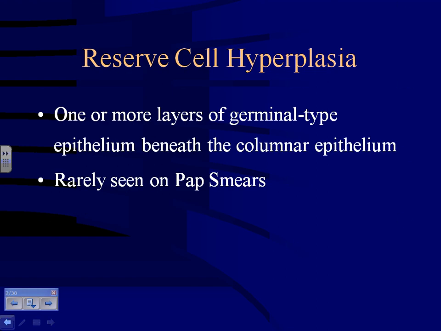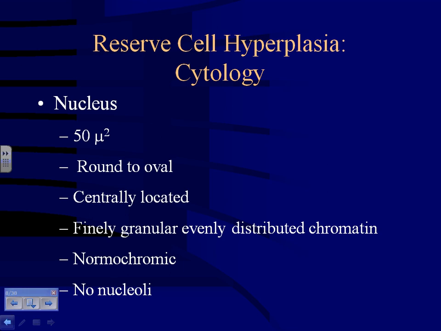Now, reserve cell hyperplasia involves one or more layers of this undifferentiated germinal type regenerative epithelium that lies beneath the columnar epithelium. We rarely see it on pap smears, but it is important to recognize, and these are the main features of reserve cell hyperplasia. The nucleus averages 50 square microns. It's round to oval, centrally located. It has finely granular, evenly distributed chromatin, normochromic, and no nucleoli.